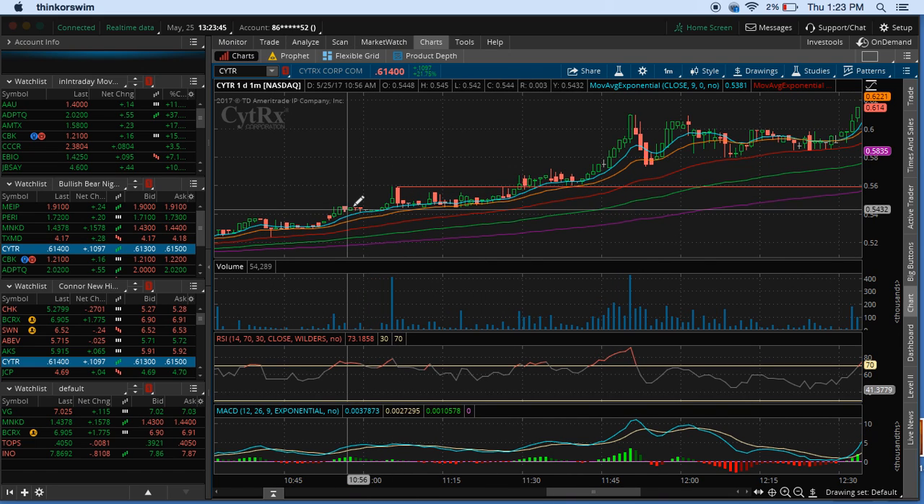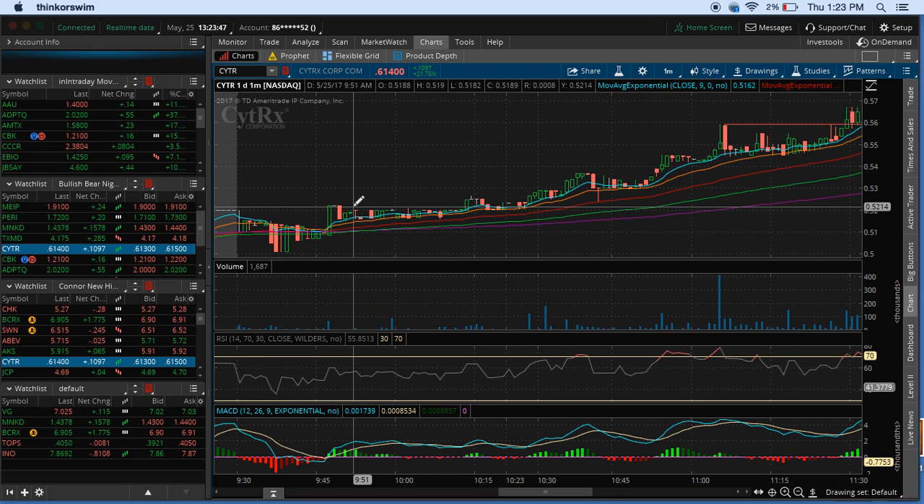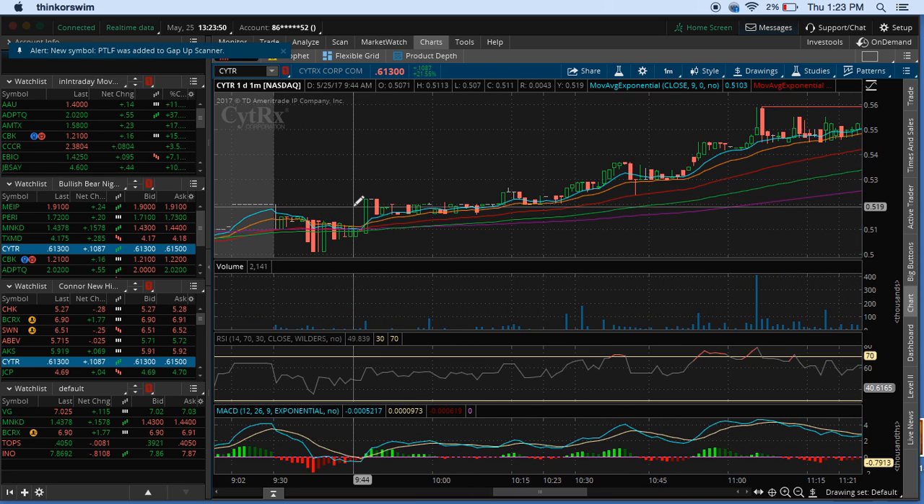I'm a breakout trader, so let's look at this stock real quick. I have 2% battery on my computer, and I'm too lazy to go plug it in, so we'll make this quick.